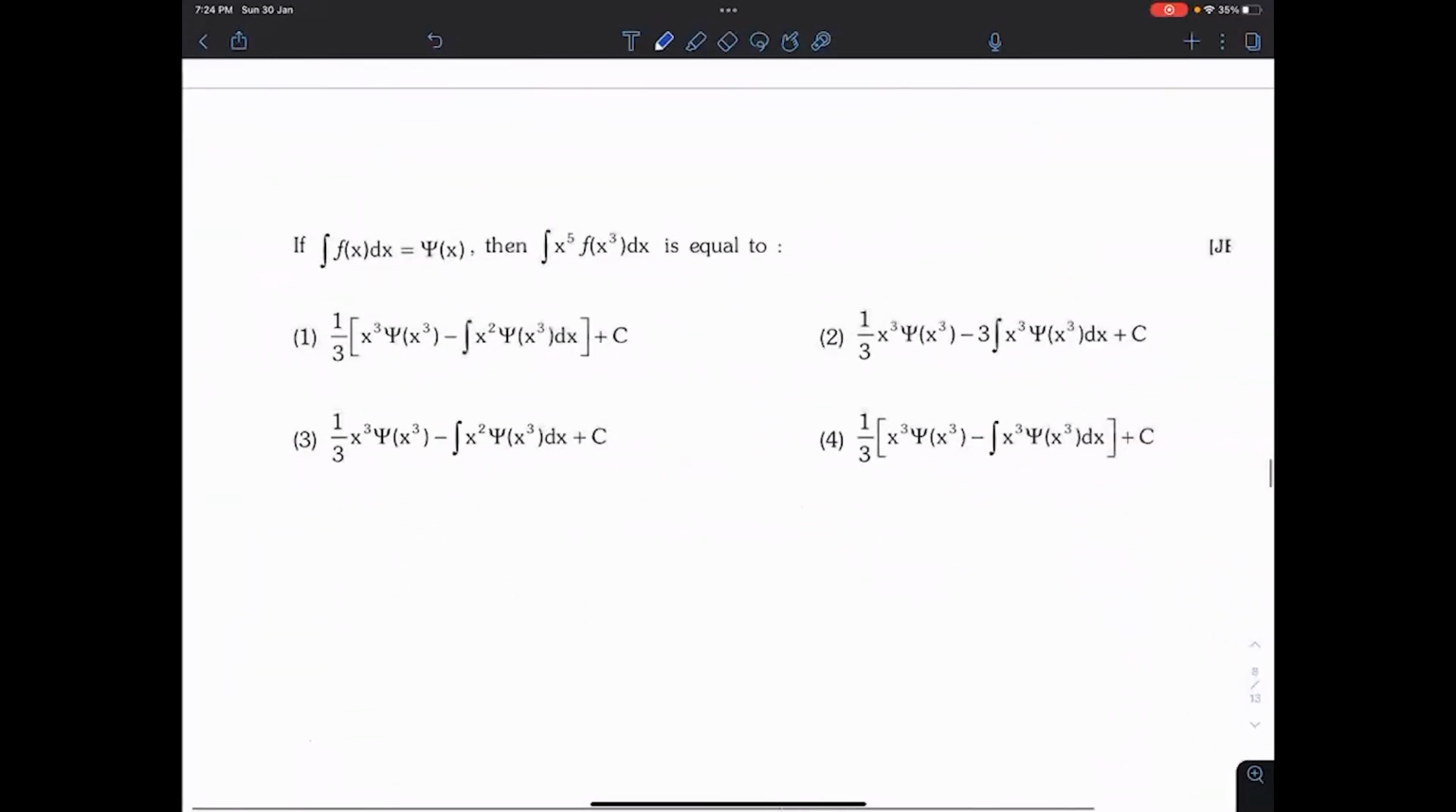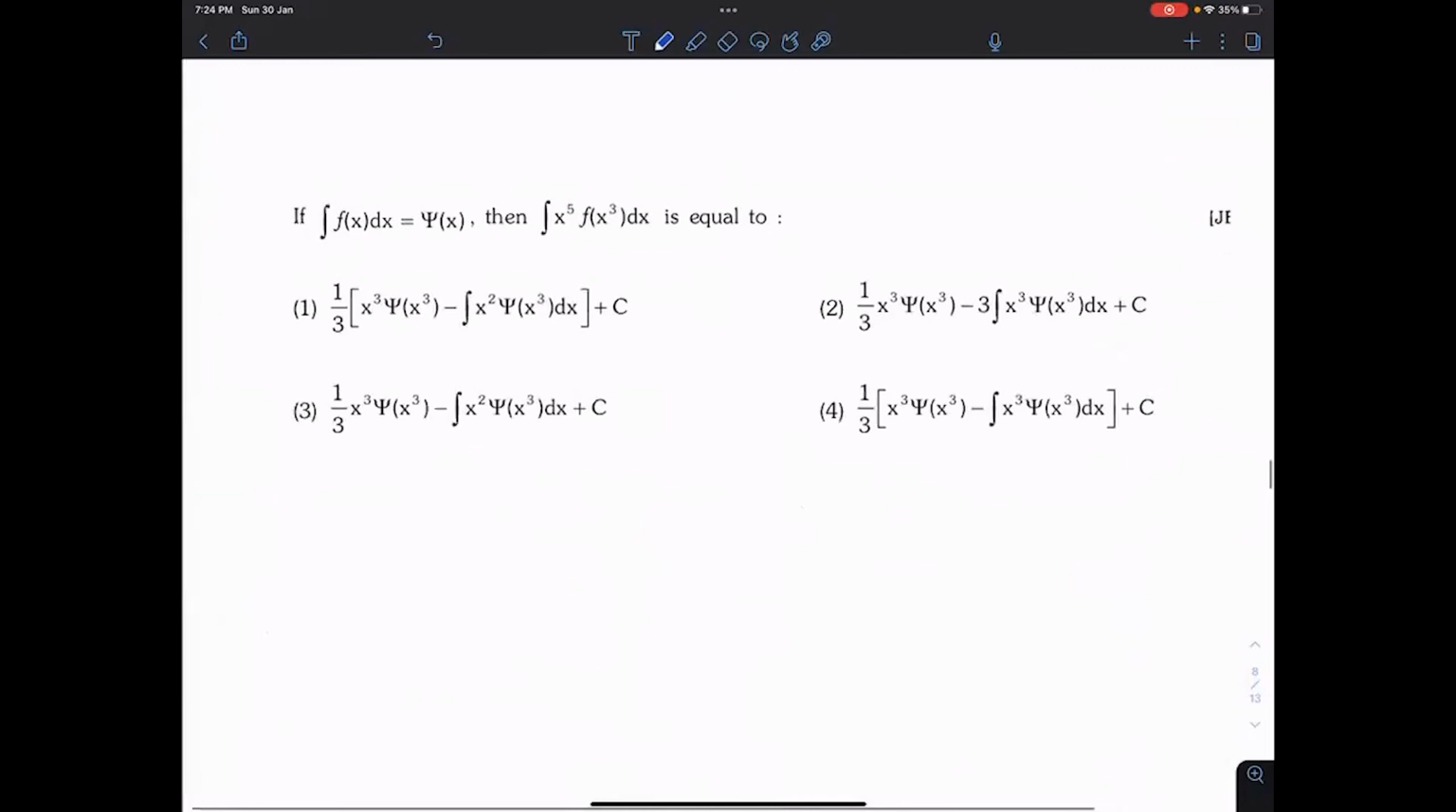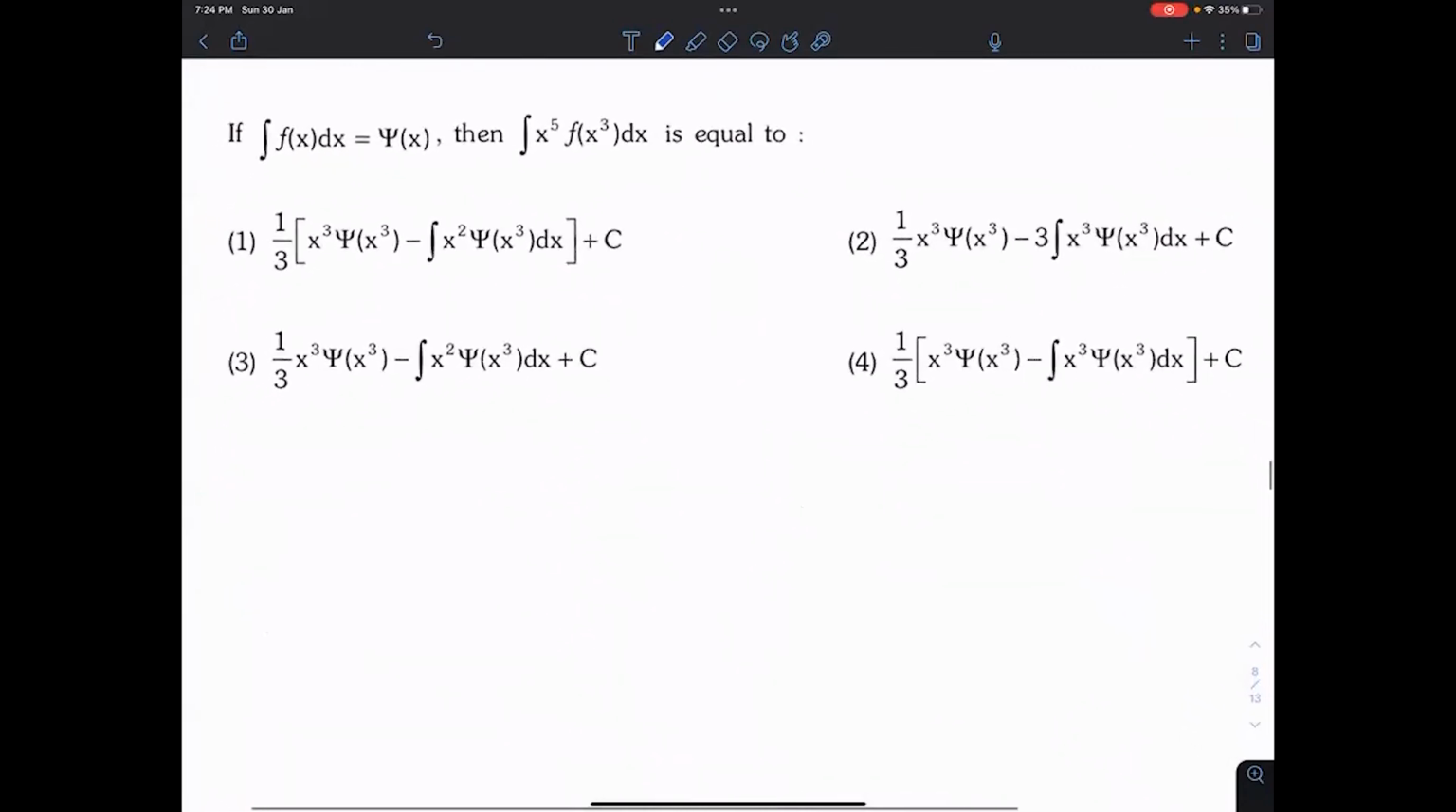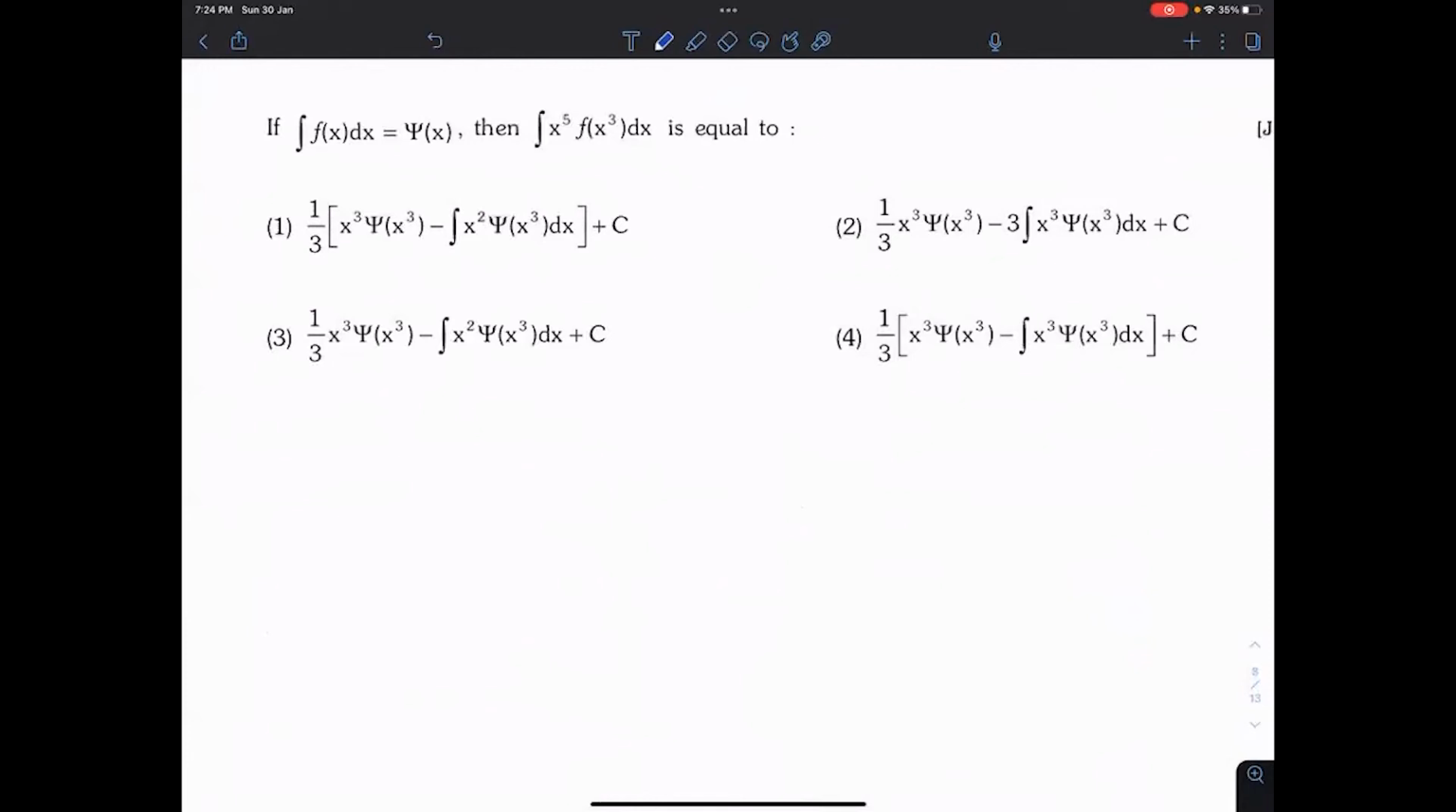On that, some questions are there. Just go through it. See this question, a previous JEE question. Very simple. Now, this is by parts; we'll do it. Now, this integration they are asking, and what they have given is the integration of f of x as some psi of x. That symbol is called psi.